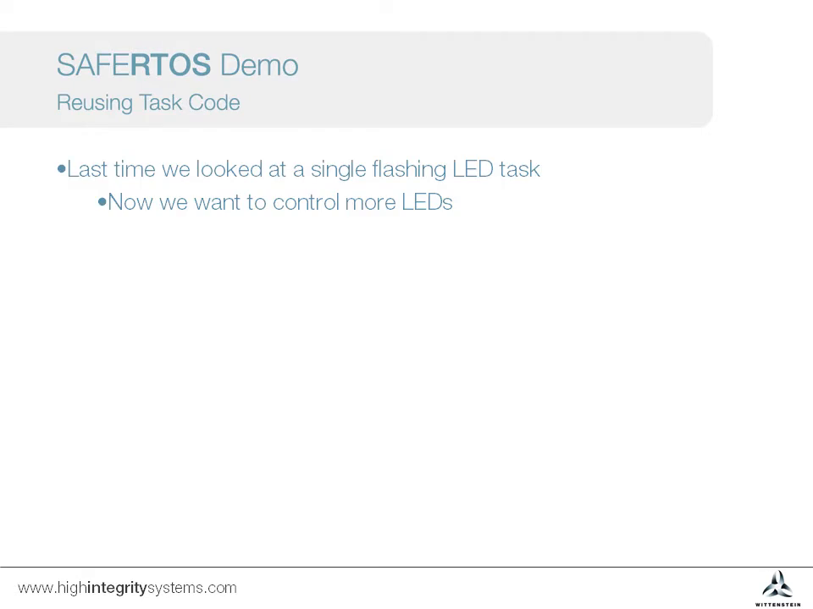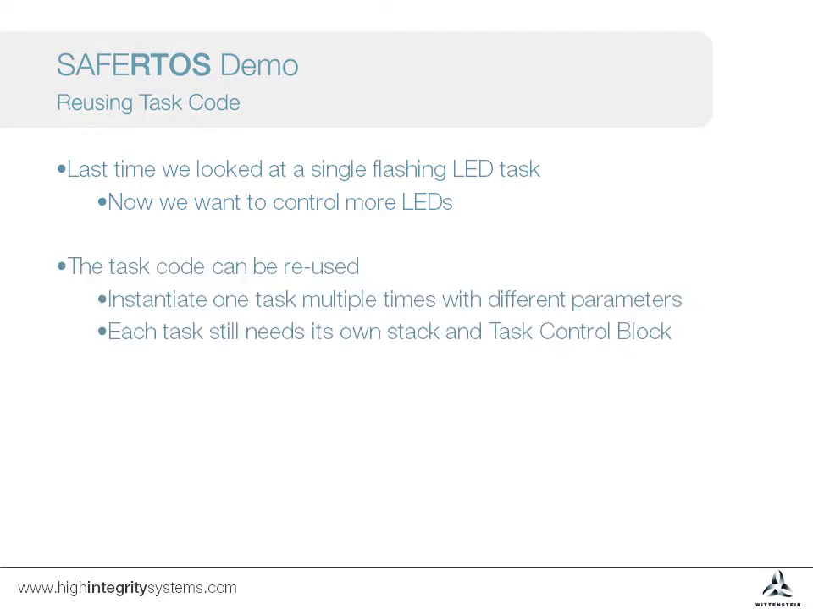In the last video, we looked at how to create a simple flashing LED task. In this video, we'll show how using an RTOS enables easy code reuse and how passing different parameters into a task changes its behaviour. Starting with the LED example, what if we wanted to control more LEDs? We can reuse the task code and instantiate it multiple times. Be aware that each task still needs its own stack and task control block. All the tasks run independently, with the RTOS scheduler managing the timing.